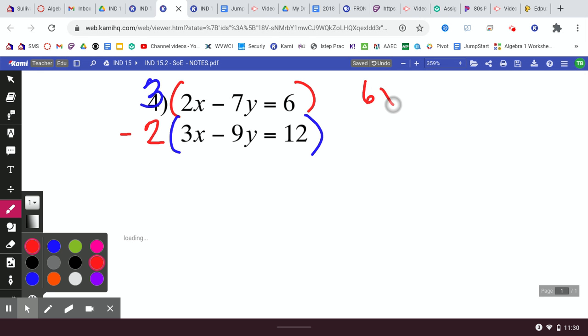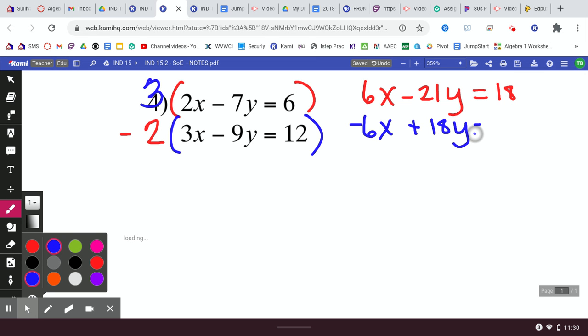So I have 6x. 3 times -7y is -21y. And 3 times 6 equals 18. And across the bottom, I have -2 times 3x, which is -6x. So I got what I wanted with my x's. -2 times -9 is +18y. And -2 times +12 is -24.